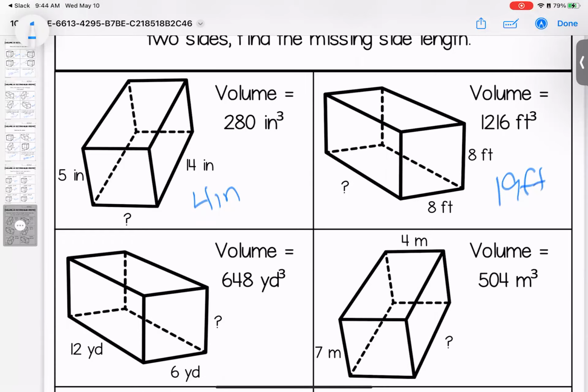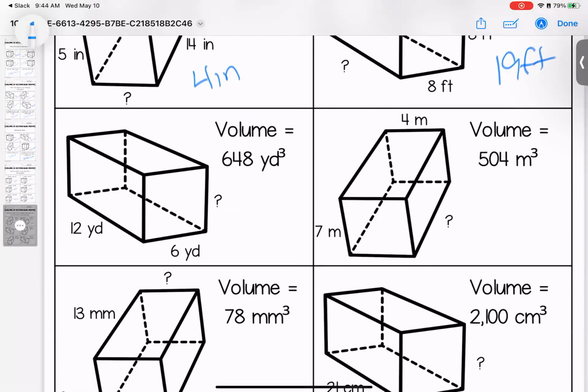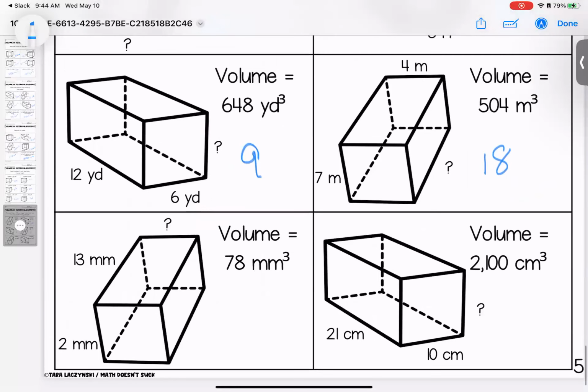I have a piece of 19 feet. 12 times 6 is 72. 684 divided by 72 gives us a missing piece of 9. 7 times 4 is 28. 504 divided by 28 is 18. Here, 13 times 2 is 26. 78 divided by 26 gives us a missing piece of 3.